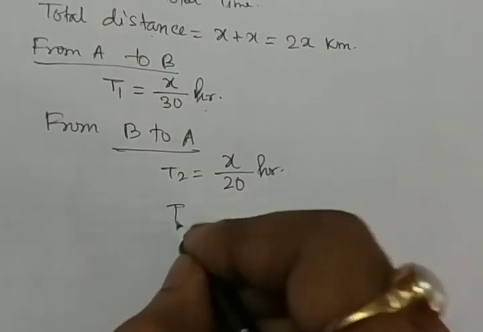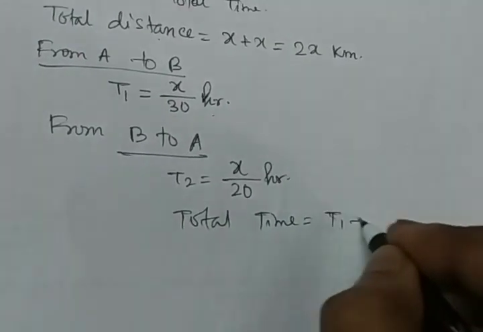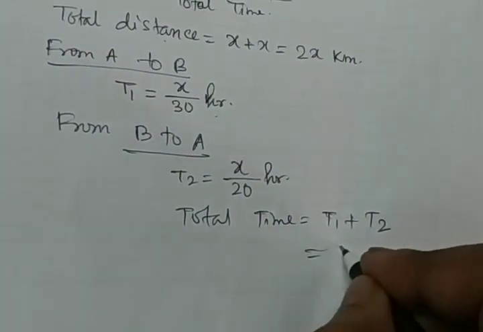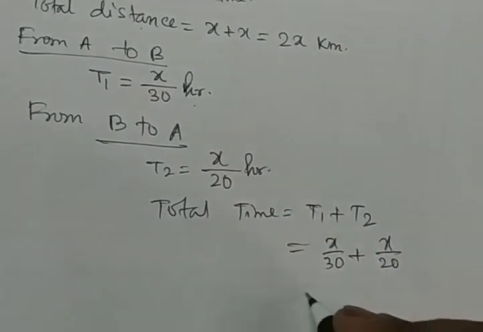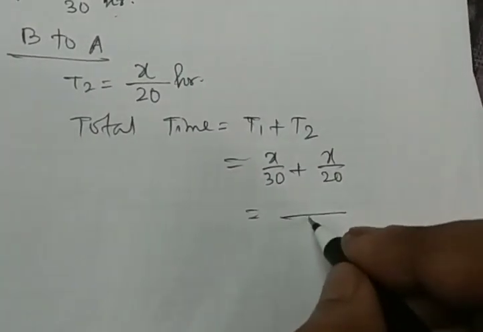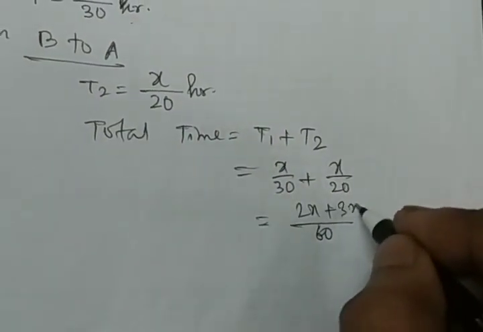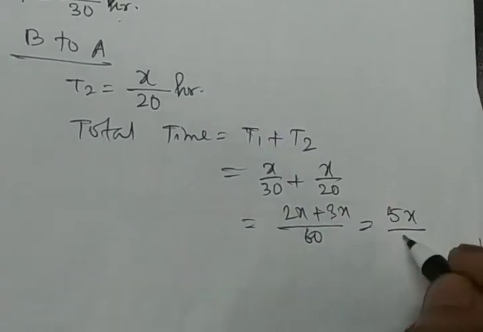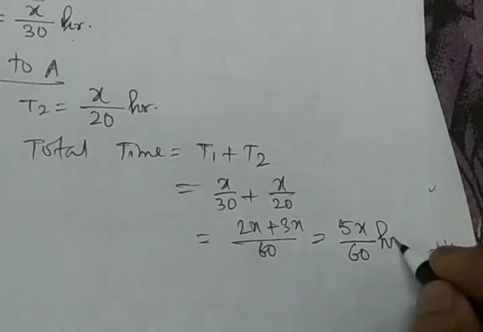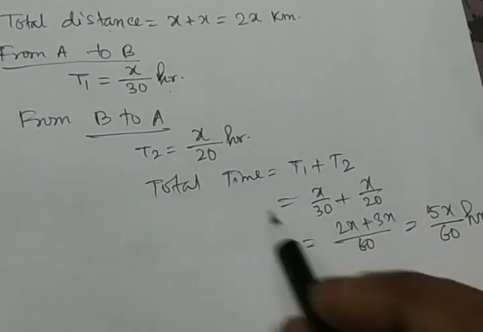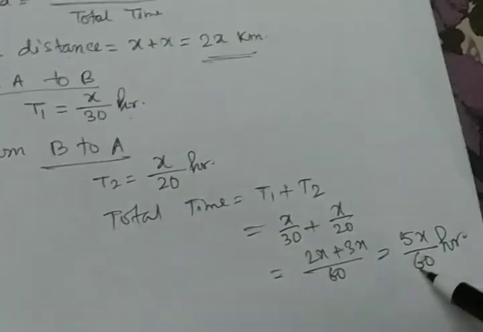So what is the total time? Total time is nothing but T1 plus T2. T1 is x by 30 and T2 is x by 20. Do the LCM. What is the LCM? 60 is the LCM. So 2x plus 3x, so this is nothing but 5x by 60. What is the unit? Total time, time means hour. Do you understand? So this is the total time taken, already calculated. Total distance was already there. This is total distance and this is total time taken.